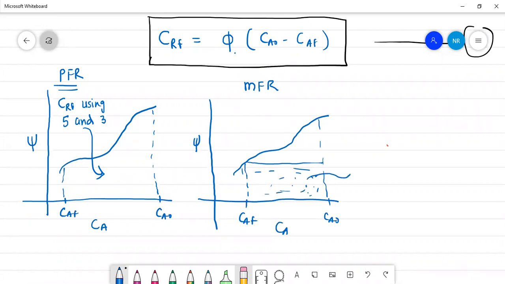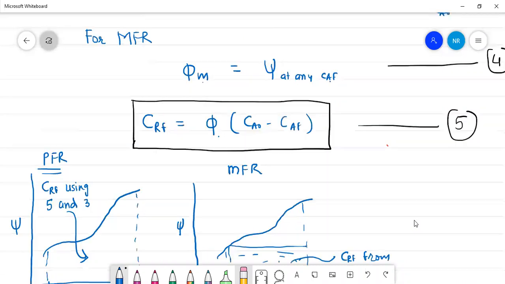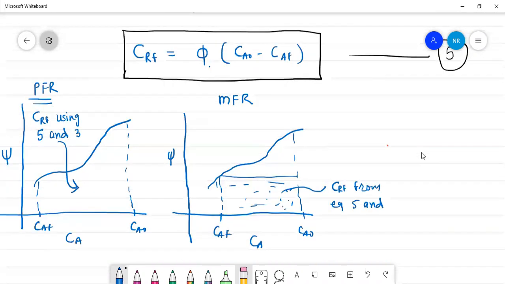And this is the area under the curve for CRF from equation number 5 and equation number 4. Done? Okay. So this is how to find it out.